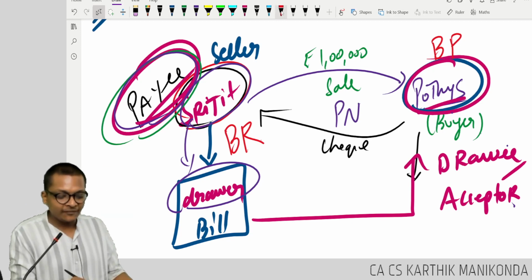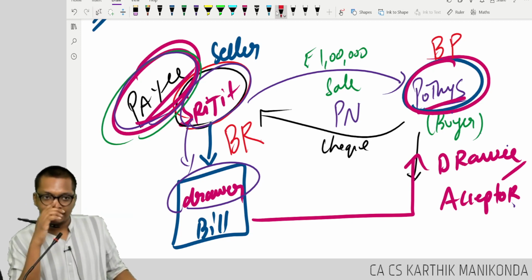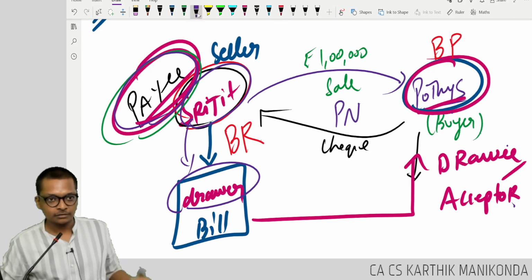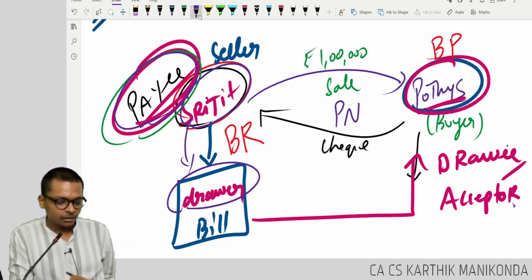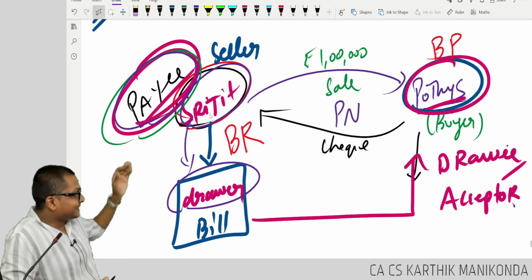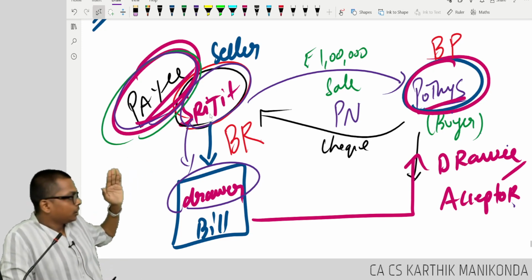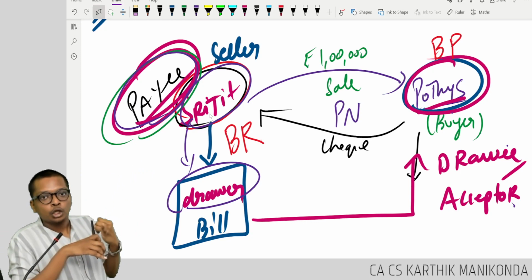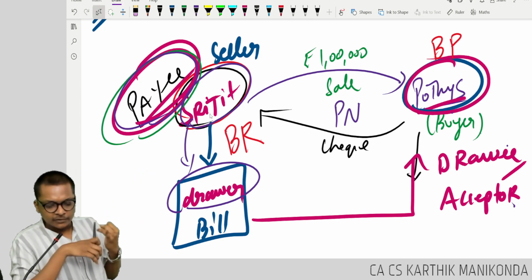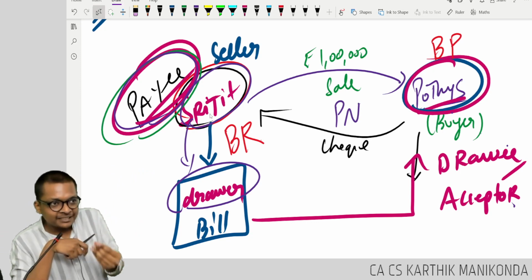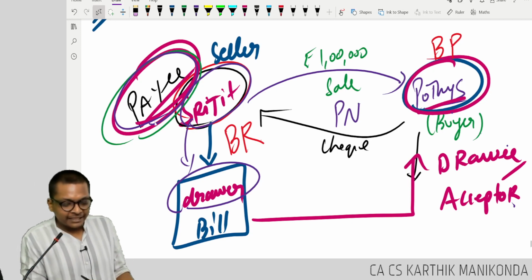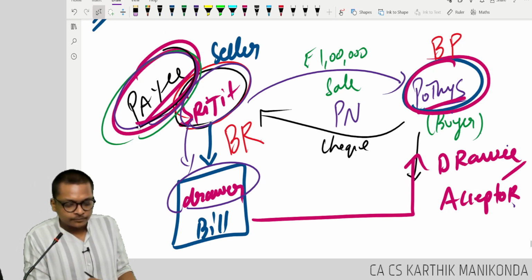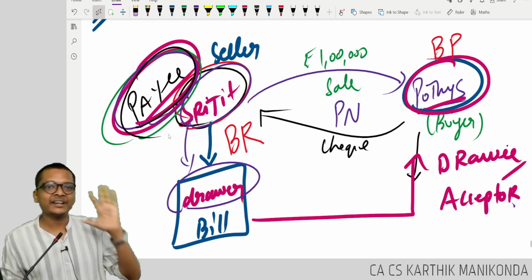Do you have it in accounts still? Yes, it's there. It's a 10 mark question. That also we have a video. You can see that in the recording, guys. Fine. So, Srijit is the seller. He is also called the drawer of the bill. The buyer is the person accepting, known as drawee or acceptor. And to whom I am paying, Srijit is called what, guys? Payee of the bill. So far clear.